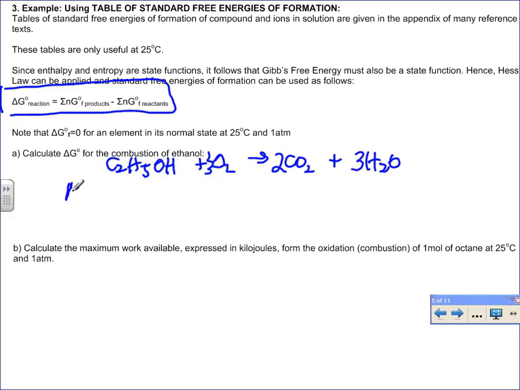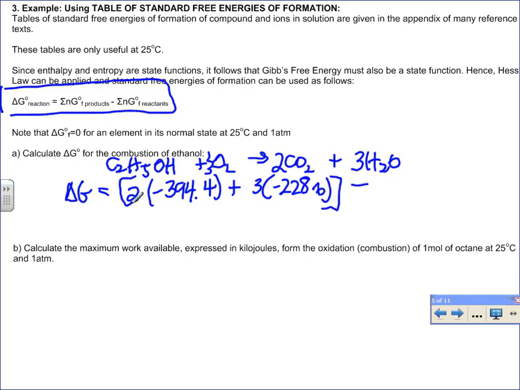Okay, and we need to calculate the delta G by taking the sum of the Gibbs free energy of the products and subtracting the sum of the Gibbs free energy of the reactants. As with the enthalpy and entropies, Gibbs free energy is an extensive property, meaning that it depends on the number of moles of the substance, and that's why we need to multiply by the coefficients when we're taking the sums.